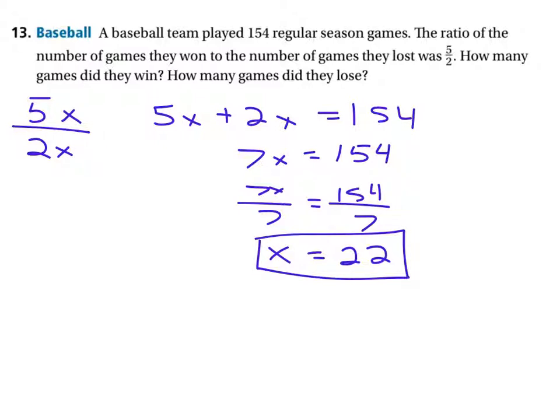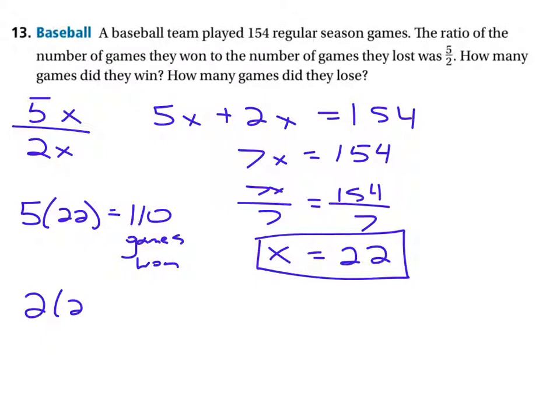And then how many games did they win and how many games did they lose? Well, we know that 5x is the number of games they won, so 5 times 22, they won 110 games. And 2x was the number that they lost, so 2 times 22, 44 games lost.